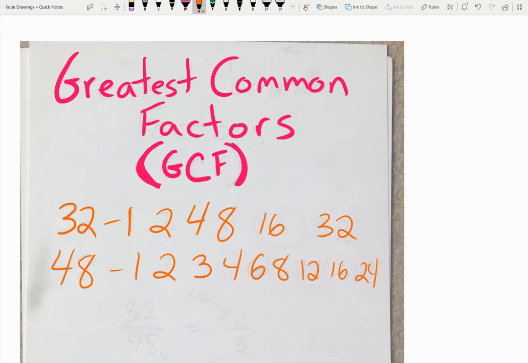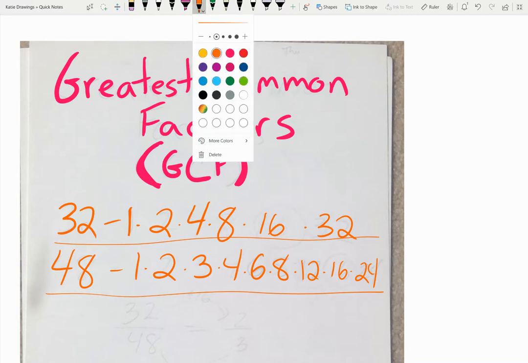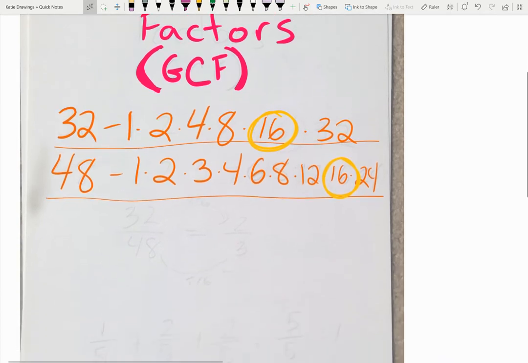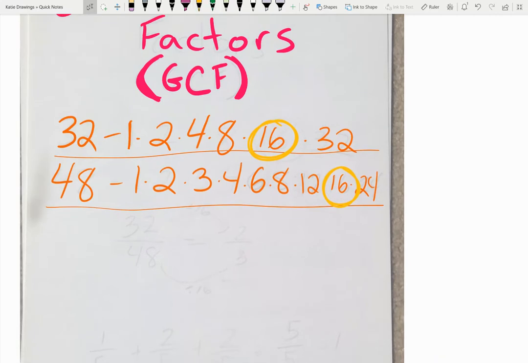Do you see it? First look up here and then look down here. Think to yourself, what number do you see? I'll put little dots in between because it's starting to look like a bunch of numbers. Which number can fit into both 32 and 48? You see it, 16 and 16. So for the fraction 32 over 48, the GCF would be 16.